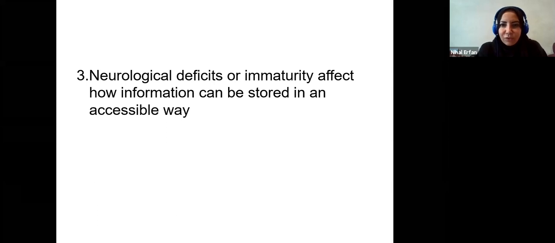So neurological deficits or brain immaturity affect how information can be stored and how it can be accessed. Children with global developmental delay, or who develop a brain insult, whether it's a head injury or seizure disorder or, God forbid, cancer like brain tumors, these things obviously impair memory, in terms of storing information and retrieving it. So these are causes of why it's hard for people to remember things early in childhood.